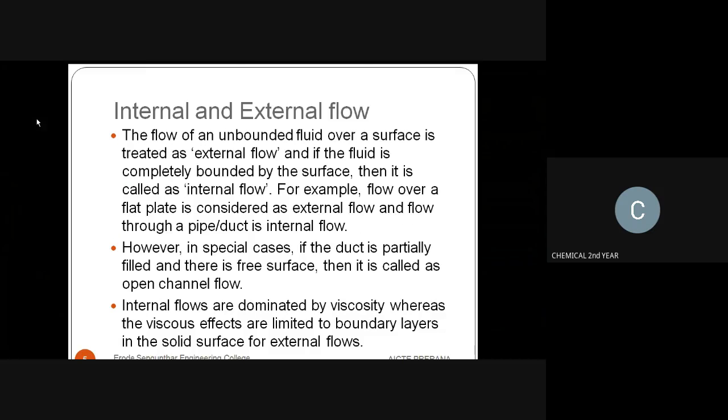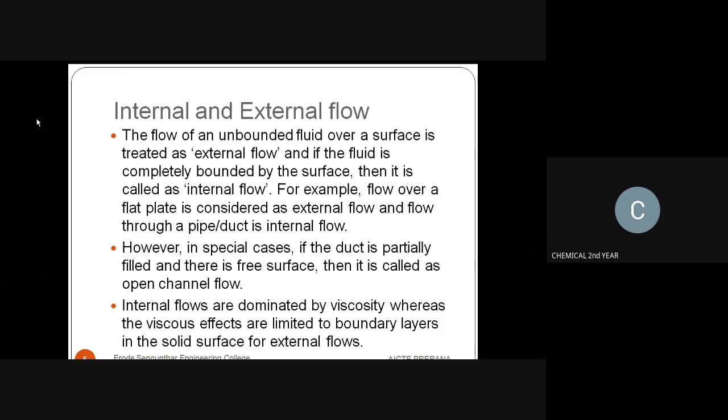Whereas coming to the second type, internal and external flow. External flow means the flow of an unbounded fluid over a surface. If the fluid is completely bounded by the surface, it is called internal flow. The famous example you can consider is flow over a plate, which generally has external flow, whereas flow through a pipe or a duct has internal flow, which is completely bounded by the surface.